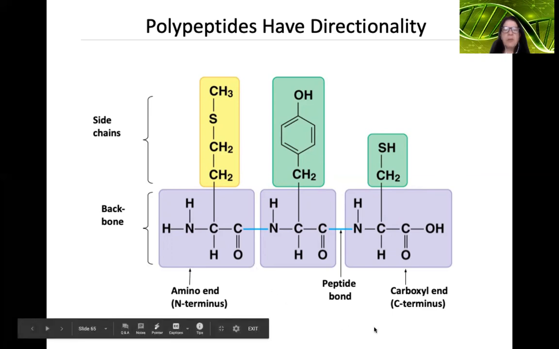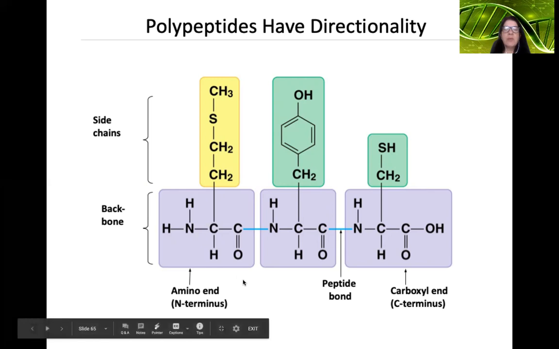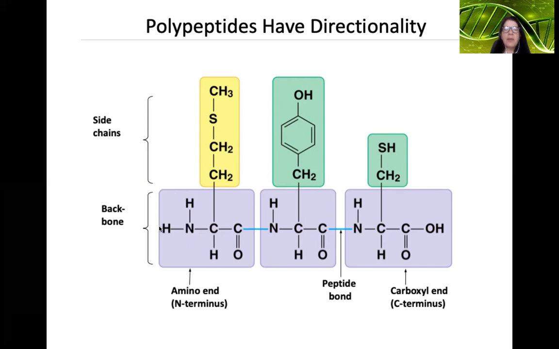The other thing I would like you to notice is that polypeptides have directionality. Let's look at it as left and right. On the left of a polypeptide, you would have the first amino acid. And because the first amino acid contributes its carboxyl group to the peptide bond, the amino group is left free. So on the left of a polypeptide, we call this the amino end or the N terminus because the amino group is not engaged in a covalent bonding.